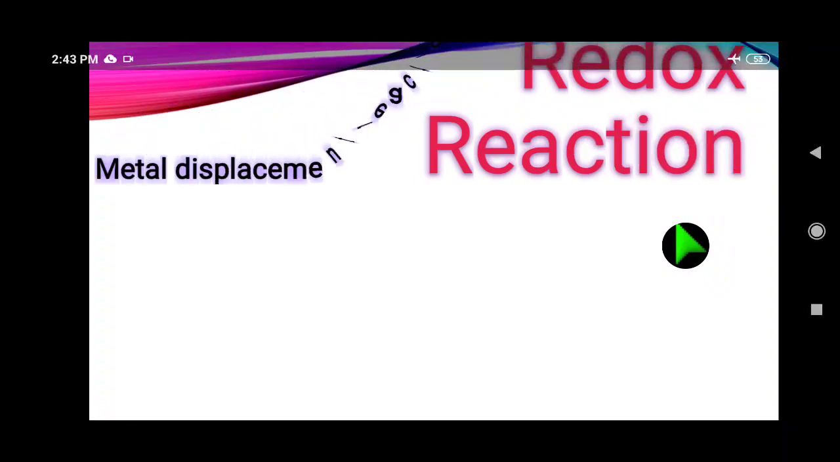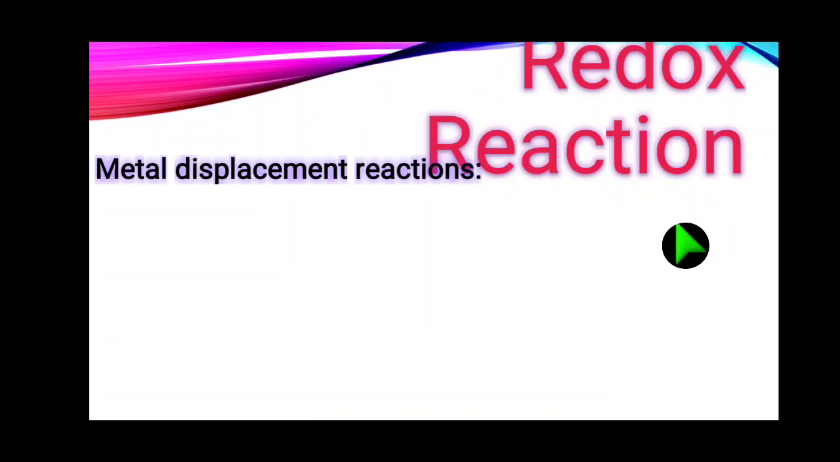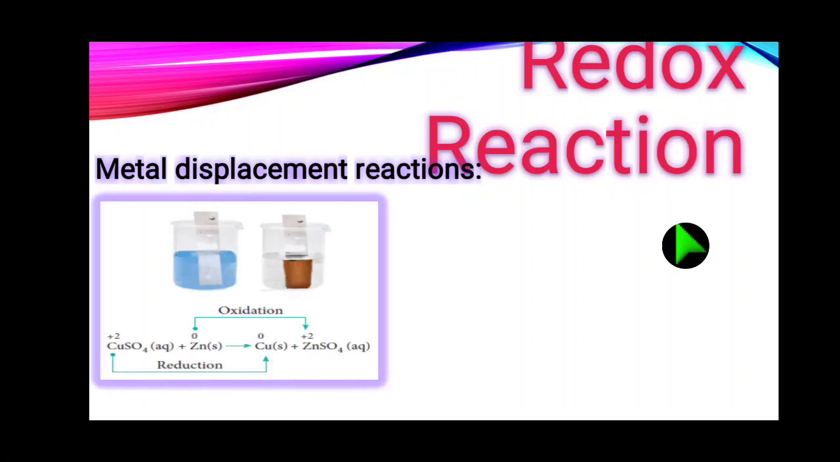Okay, finally, redox reactions are giving metal displacement reaction. So in a beaker, a metallic strip of zinc is dipped in copper sulfate, whose color is blue. After some time the metallic strip of zinc turns brown and the copper sulfate color turns colorless.